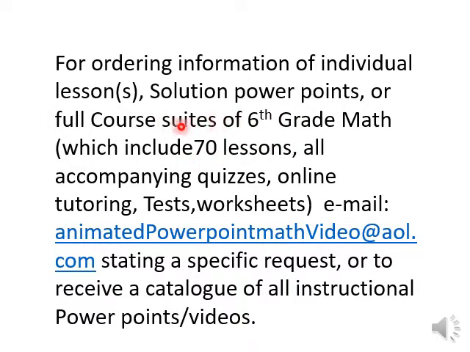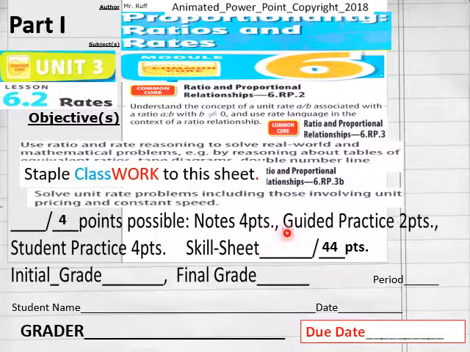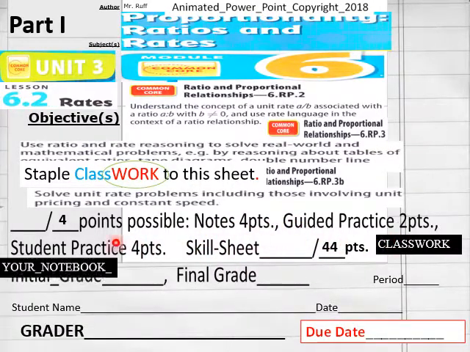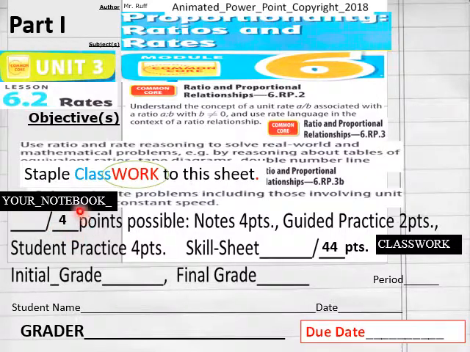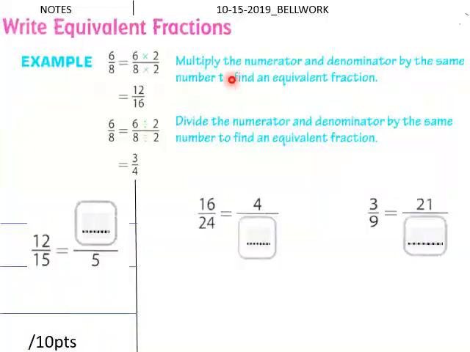Hello everybody, getting ready to do lesson 6.2 of 6th grade math part 1. And today we got a 44-point skill sheet for classwork to do, and then we got 4 points here of notebook taking. Proportions, ratios, and rates is today's lesson. Here is today's bell work, teachers.